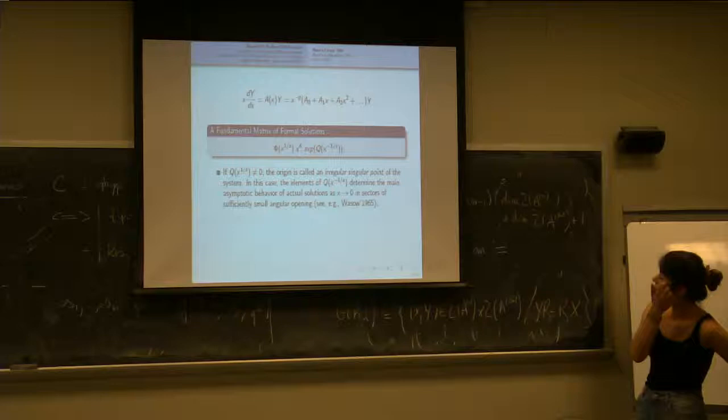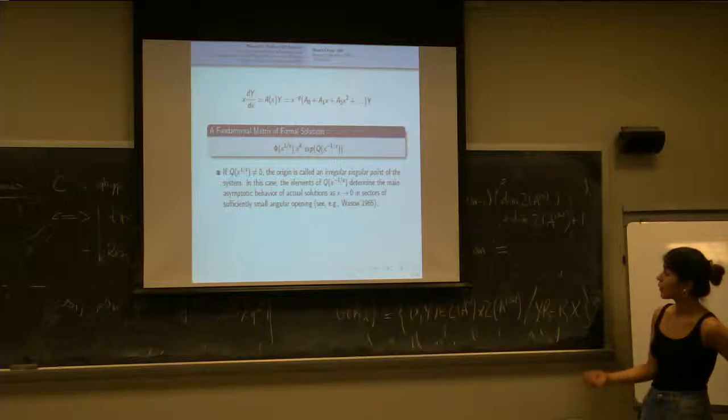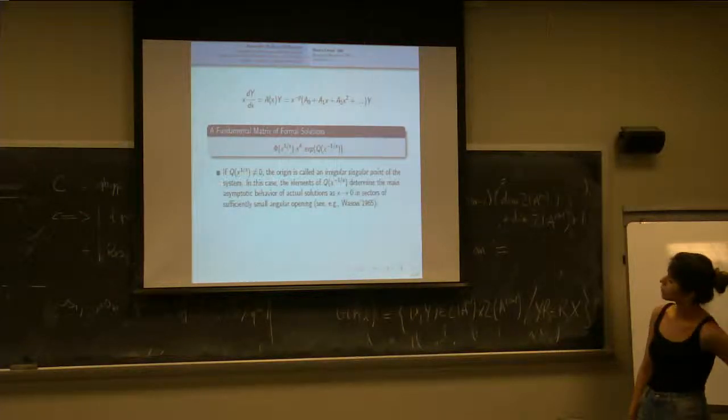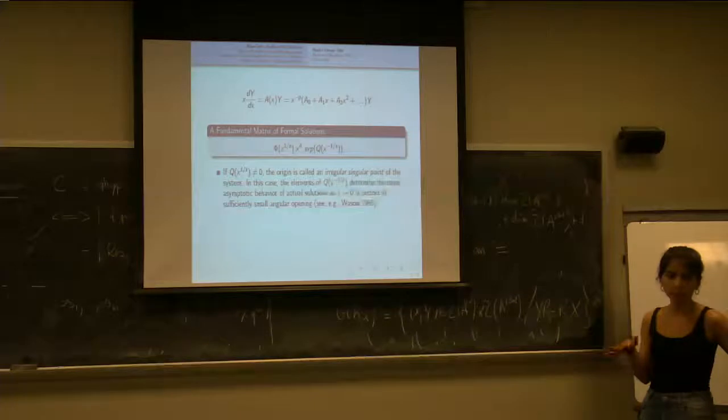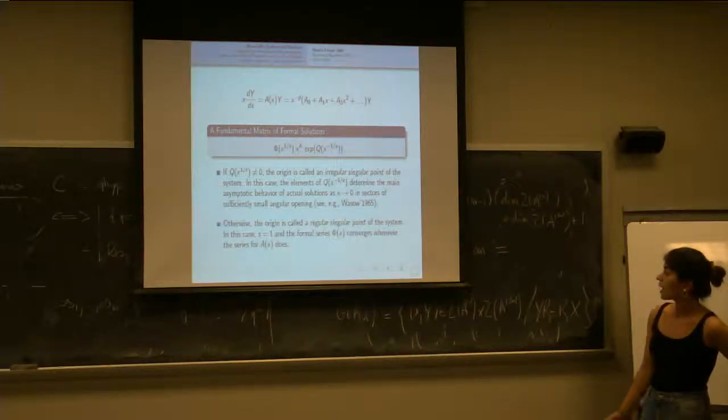So again, these are the notations of the system over the univariate field. And again, this is a fundamental matrix of formal solutions. Now, if Q is not a null matrix, then the origin is called an irregular singular point. In this case, the elements of Q determine the main asymptotic behavior of the actual solutions as x tends to 0 in sectors of sufficiently small angular opening. And in this case, P cannot be reduced to 0.